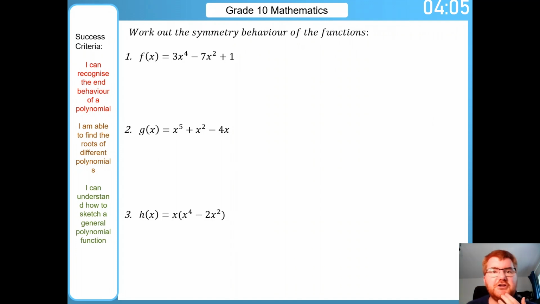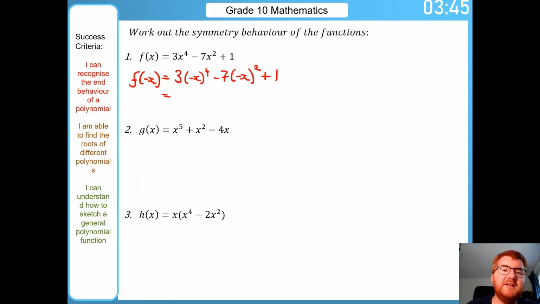Again, you can check this out by looking at the symmetry behavior of the function. The easiest way of doing this is just going f of minus x, so replacing any x with a minus x and see what function you get out of it. So wherever I see an x, I'm going to put a minus x. That's all I'm doing in this particular step, and then simplify.